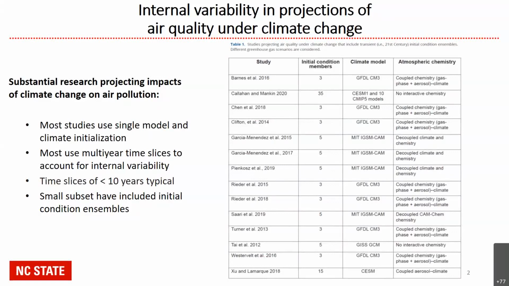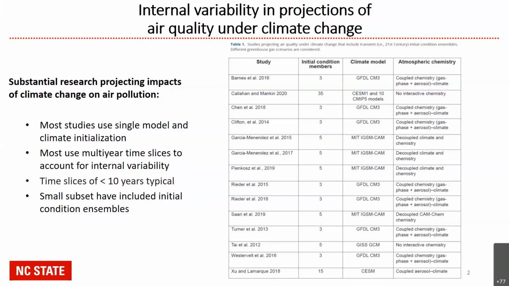So a number of years at present and a number of years of air quality in the future, trying to capture to some degree internal variability. But those time slices typically tend to be 10 years or less, very often less than 10 years, sometimes less than 5 years. And it's really only been a small subset of studies that have included initial condition ensembles up to this point.